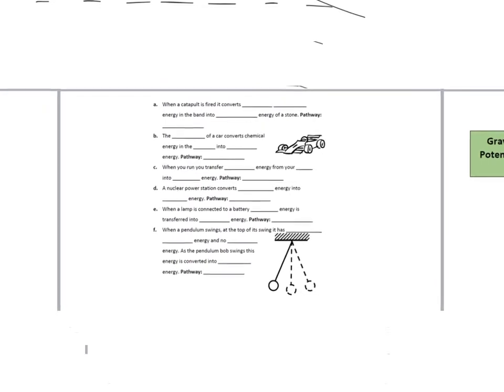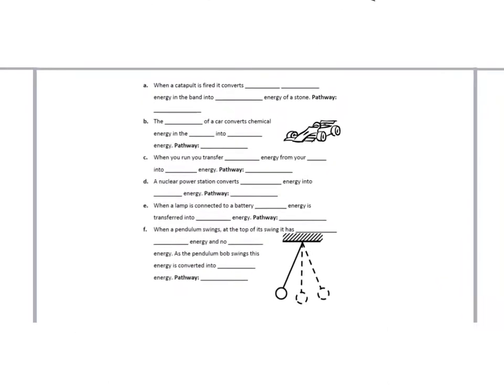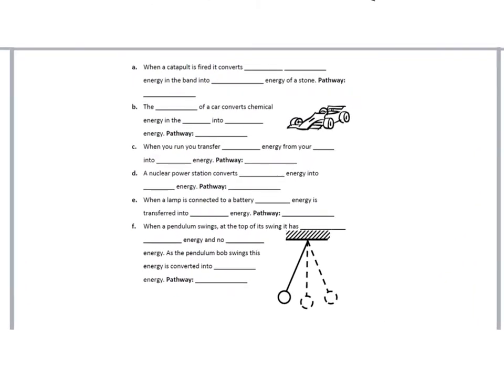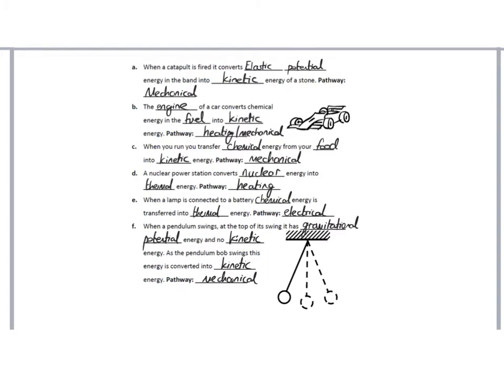Okay, now let's look at some of these examples. So what I'd like you to do here is look at each statement, try to identify the energy stores which are being transferred from and to, and then try to identify which pathway of the 4, electrically, mechanically, radiation or heating, is responsible. Pause the video now and have a go. Answers in 3, 2, 1. A few things to say about each of these.